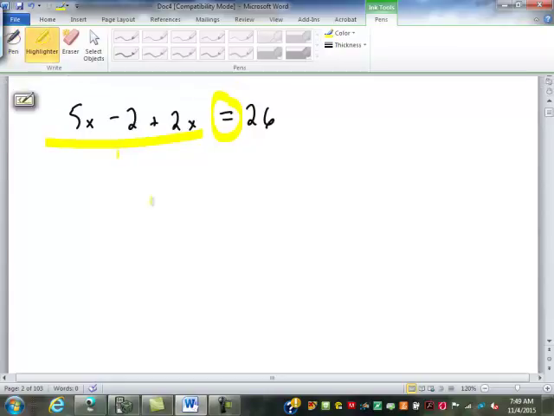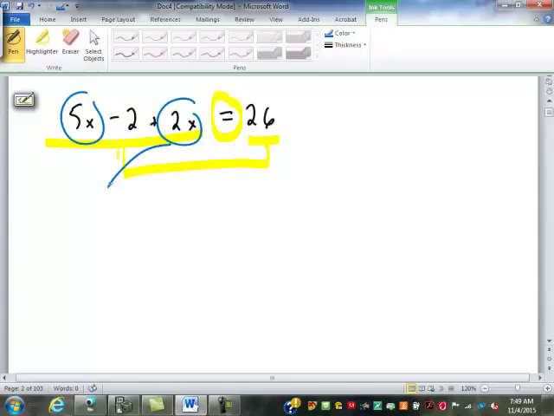Now remember, these equations are basically a balanced scale. And right now the 5x and the 2x are on the same side of that scale. So if I just push them together to make one big pile, would it change the balance of this scale? No, it shouldn't, should it? So I take the 5x and the 2x and push them together to make 7x. So on the left side of the scale, what I really have is 7x minus 2.